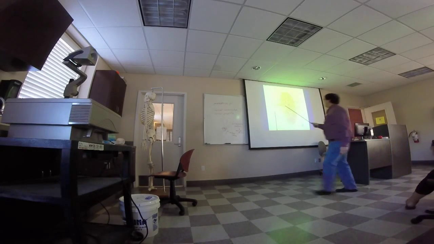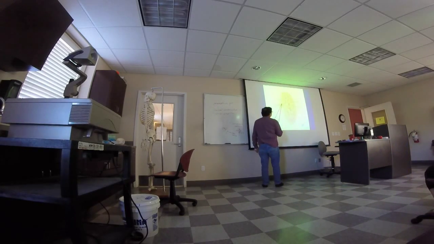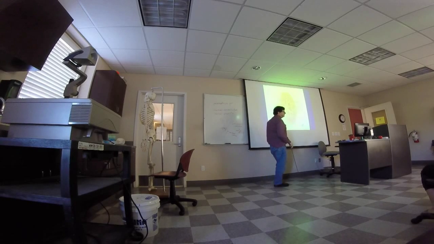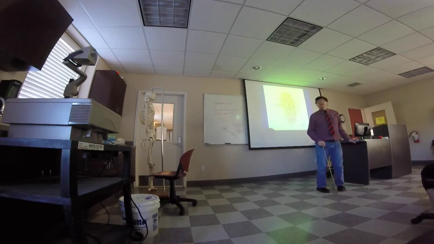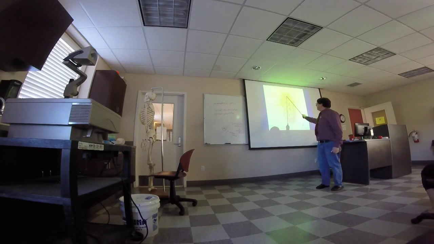Now, as the renal artery approaches the kidney, before it even reaches the kidney, it begins to subdivide into these branches called segmental arteries. These segmental arteries are going to provide blood flow to certain regions of the kidney. This one to the superior pole. Here's the inferior pole. This is the medial part of the kidney.